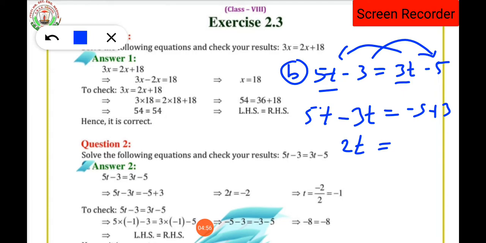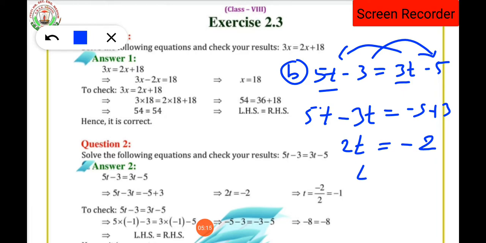Now on the right hand side, plus and minus will become minus. So 5 minus 3, how much? 2. Will it be minus 2 or plus 2? It will be minus 2. Why is it minus 2? Because 5 is greater than 3 and the sign of 5 is minus. So that will come in the answer.